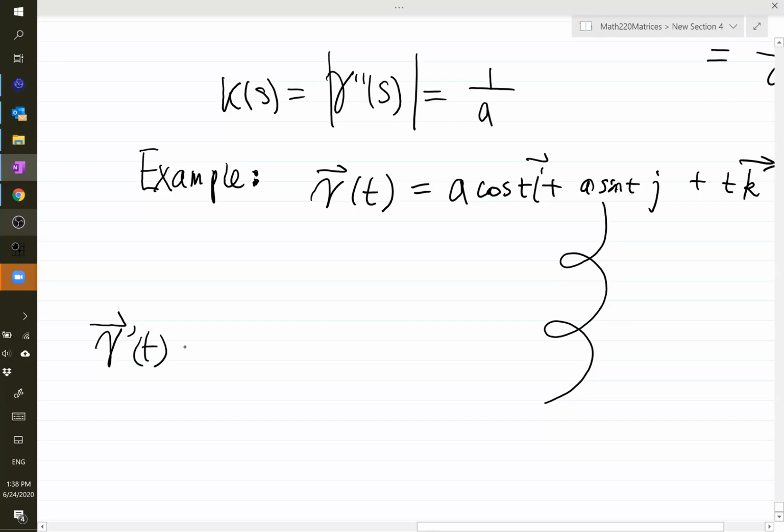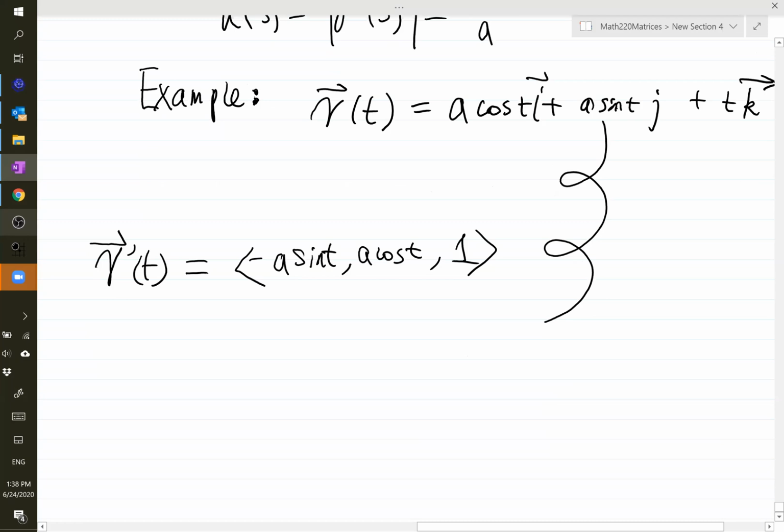Okay, here r(t), we find the r(t) derivative. So this will be a cosine, and cosine will be negative sine. So we get negative a sine t, and then a cosine t. Its t derivative is 1.